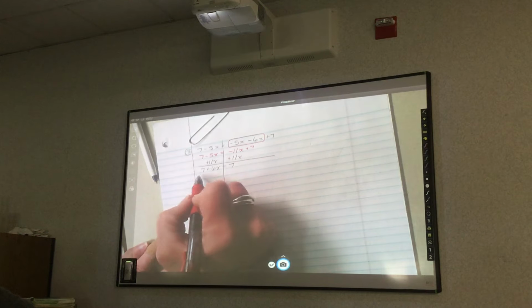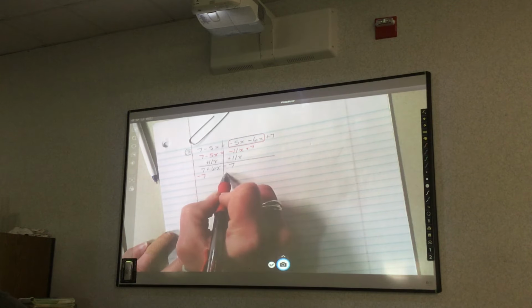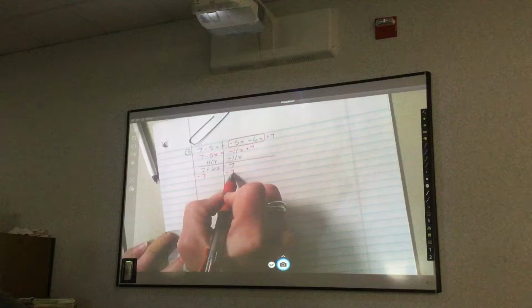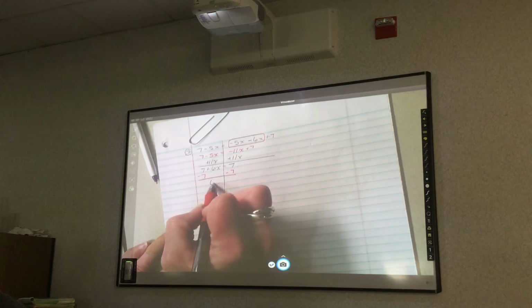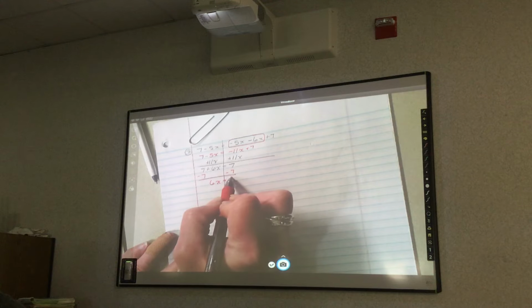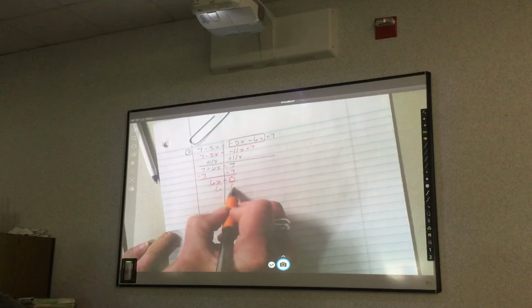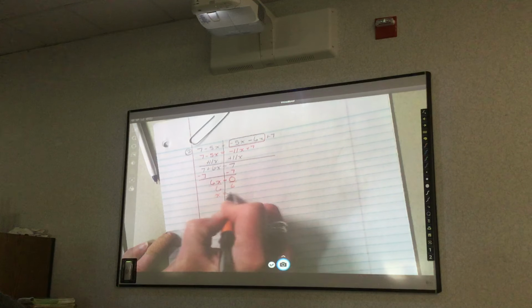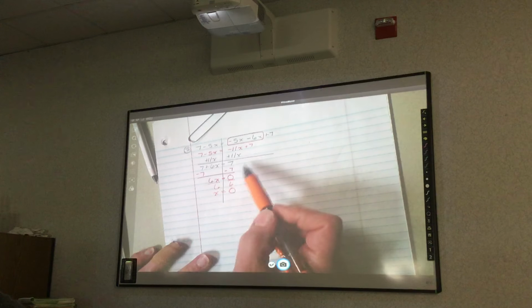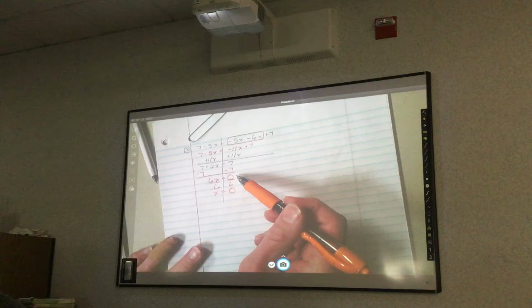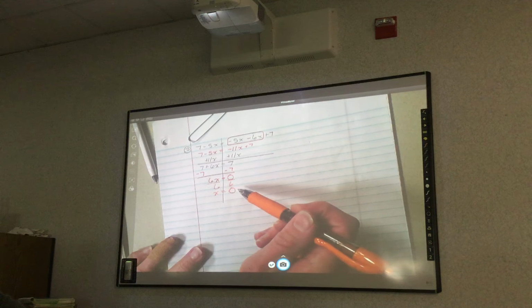So then I subtract 7. Subtract 7. So now I have 6x equals 0. Divide by 6, divide by 6, and x equals 0. Because you can have 0 as the numerator. You cannot do it if 0 would be the denominator.